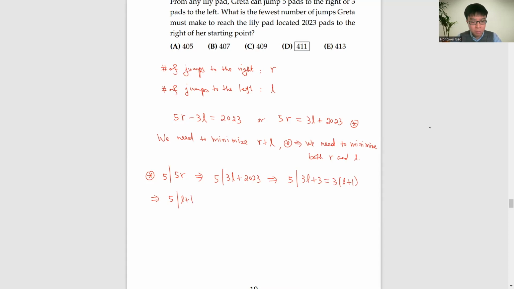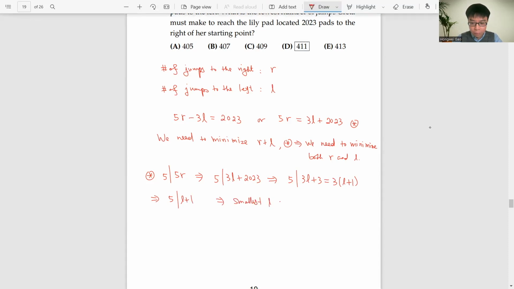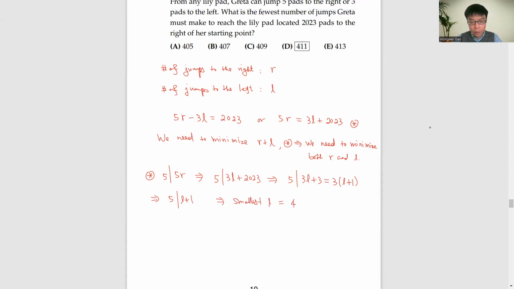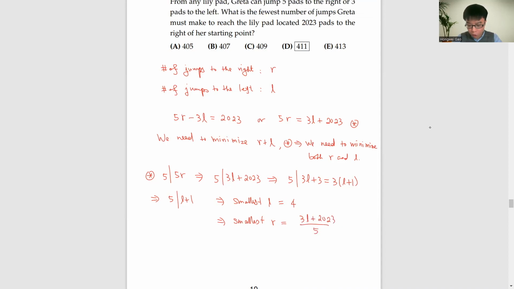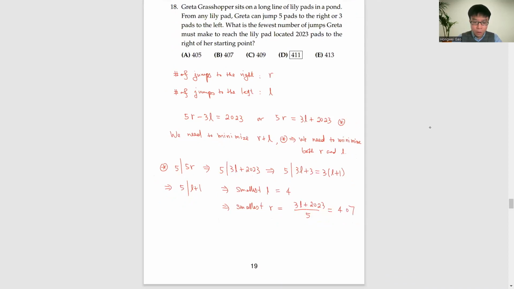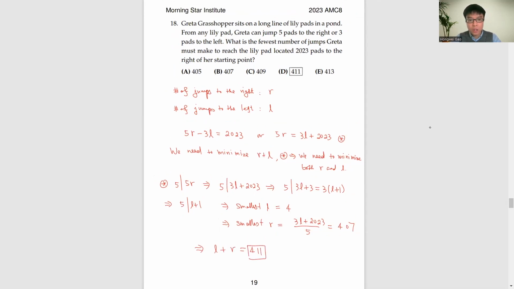So L cannot be 0. The smallest L should be 4. Smallest L is 4. And accordingly, we have the smallest R equal to (3L plus 2023) over 5, which gives 407. And that gives us the answer. L plus R is 411. The answer here is D.